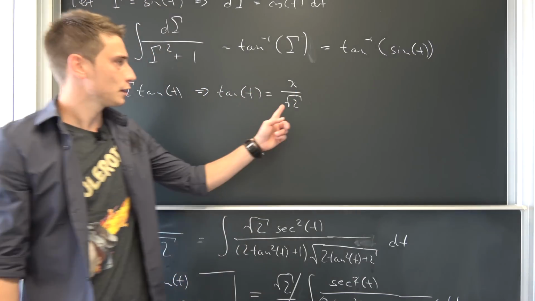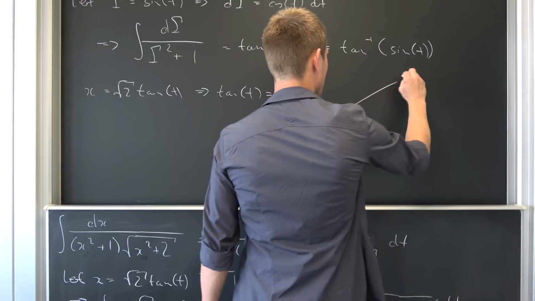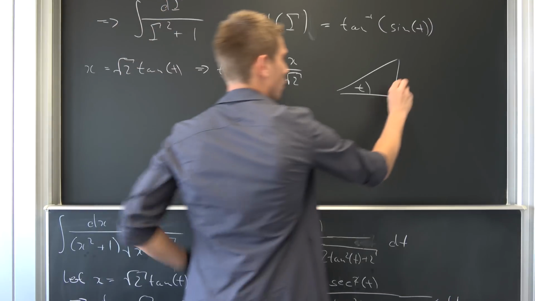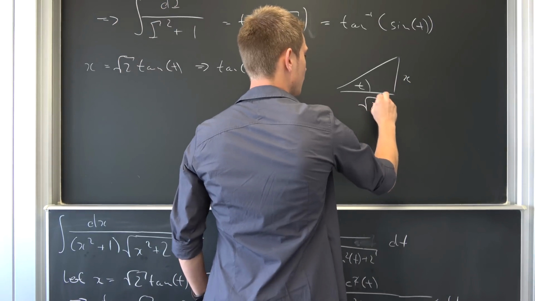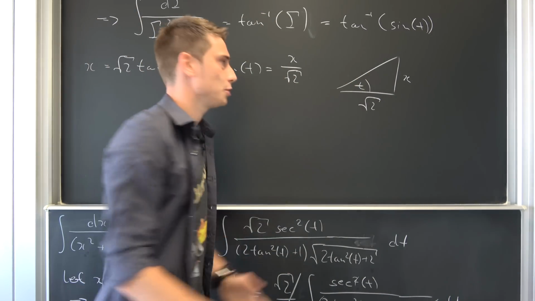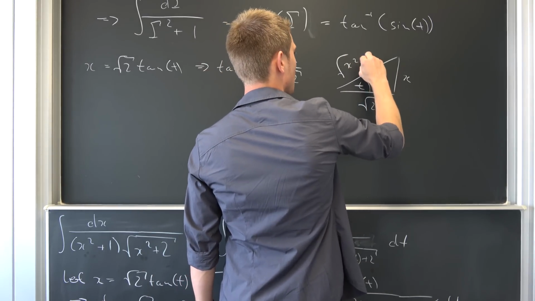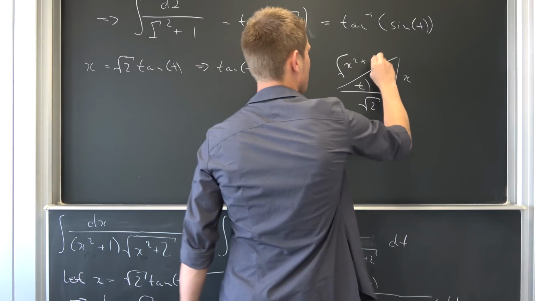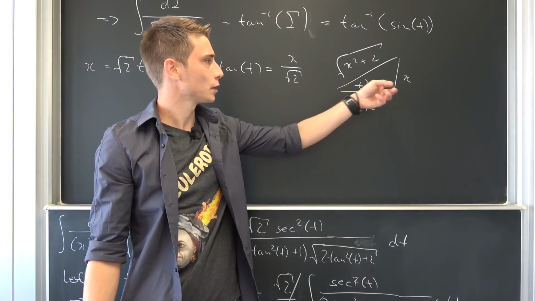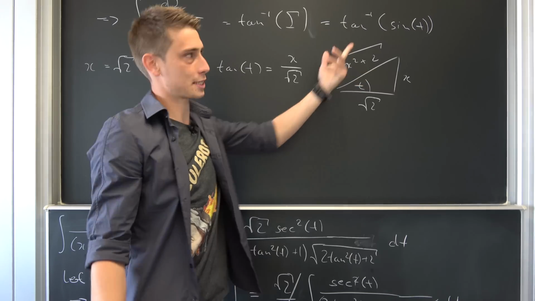And you see, tangent is nothing but opposite over adjacent. So if we take a look at a right triangle, we have this angle t right here, and we also have opposite over adjacent. And we also have our hypotenuse right here, which is nothing but the square root of x squared plus square root of 2 squared, which is 2. And now we can find the relationship between our opposite and our hypotenuse, being just our sine.